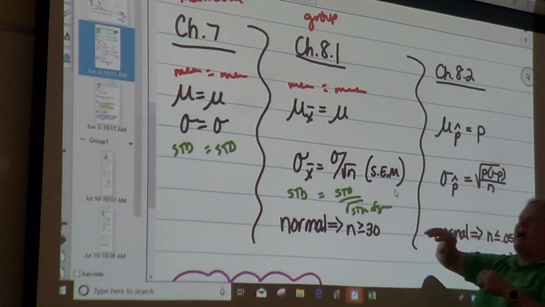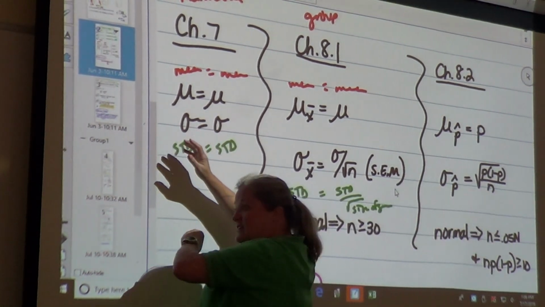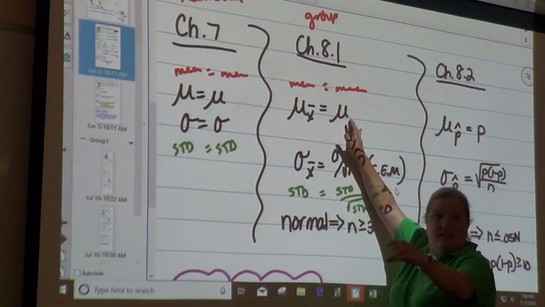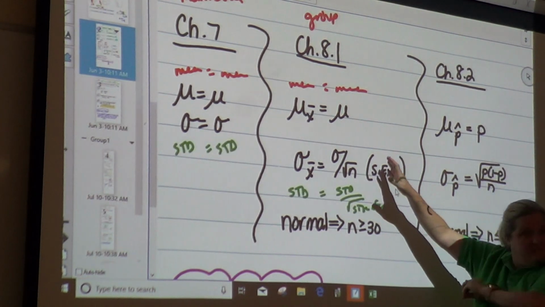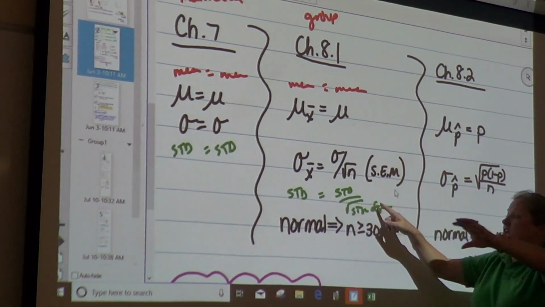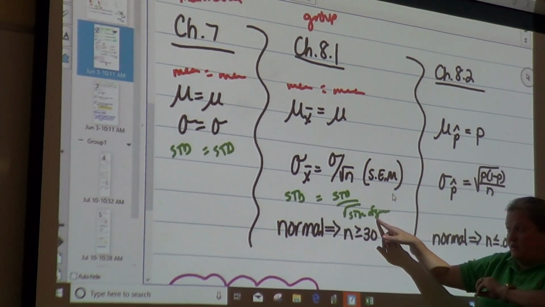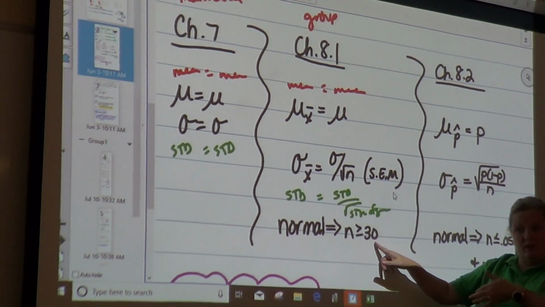So either you have straight up, the mean is this, the standard deviation is this, get to work. Or you're going to have the mean is this, the standard deviation is this, and I have a sample size of this. Then your mean is going to be your mean, and your standard deviation is going to be divided by the square root of the size of the group. And you're going to tell me whether it's normal or not by saying, is your group bigger than 30?